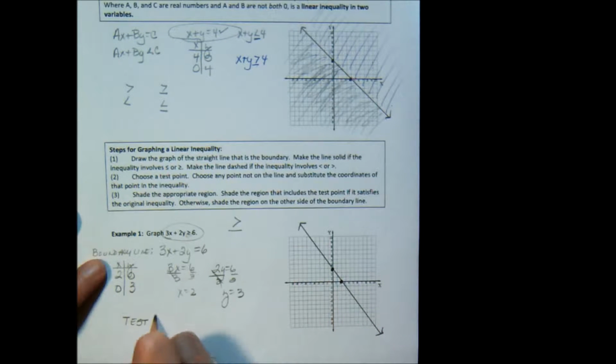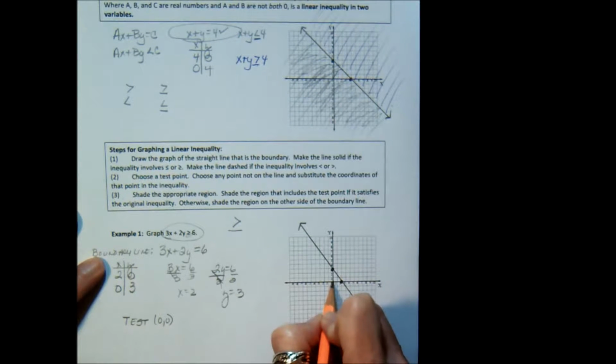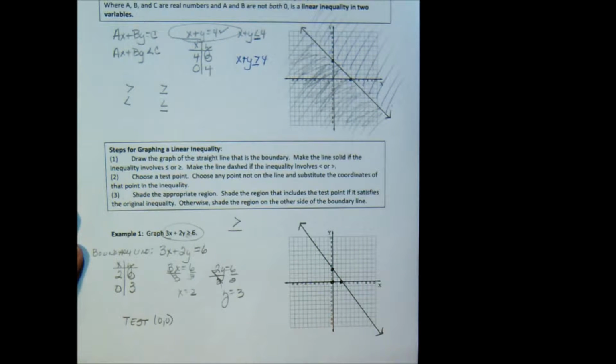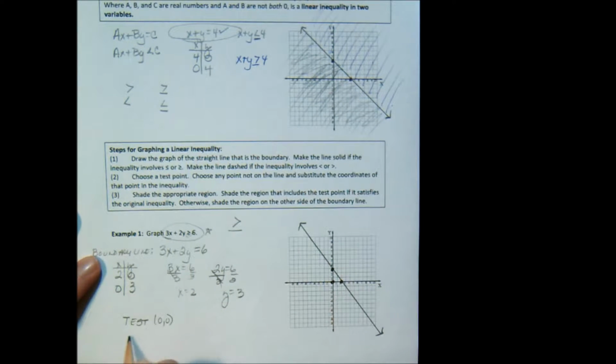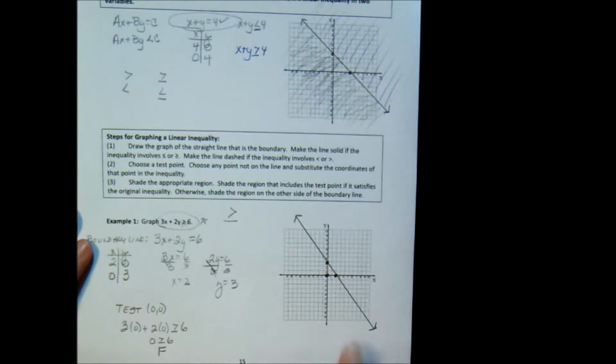So I'm going to test the point 0, 0 right here below the line, because that's the easiest point to test. And I'm going to test it up here in my original inequality. So I'm going to say 3, take out the x, put in a 0, plus 2, take out the y, put in a 0. Is that greater than or equal to 6? Is 0 greater than or equal to 6? No, it's not. That is a false conclusion. That makes a false statement, which means that this point 0, 0 is false.